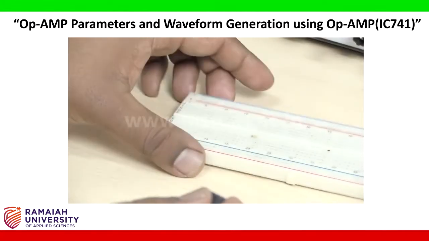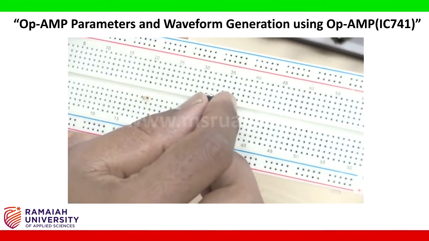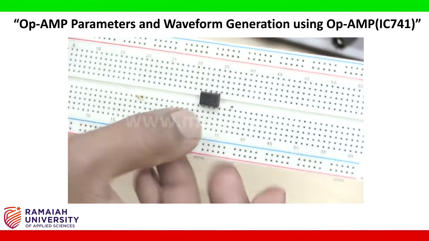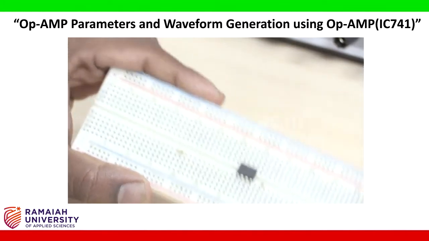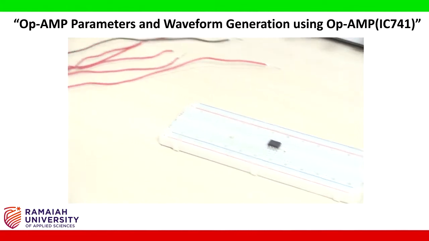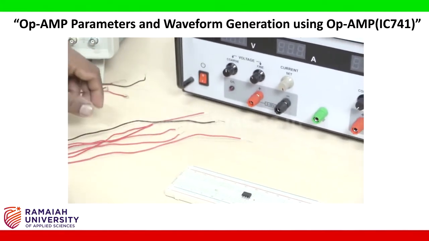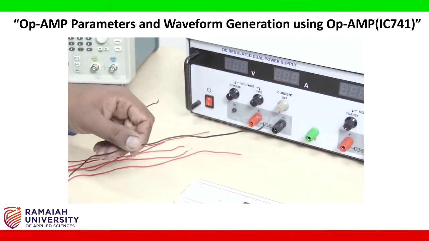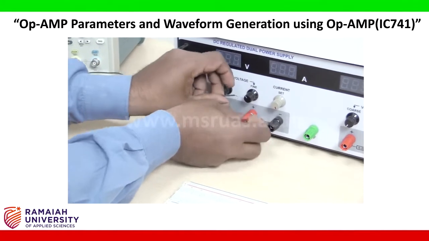Now I am going to connect this to the circuit board. I mounted this IC to the circuit board like this. Now I am going to connect this DC regulated dual power supply to the circuit board. So now I am going to use the connecting wires to connect. So this is the connection for the positive terminal.